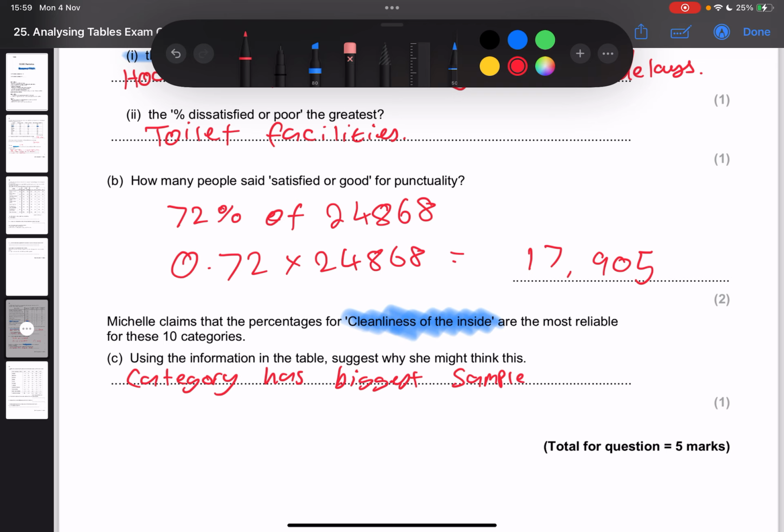And that's really it for analysing tables. You just need to use your common sense, be able to read the table, and be able to do some basic maths, maybe with some percentages and some basic understanding of sampling, and the fact that the bigger your sample, the more reliable your estimates will be or your claims will be. And yeah.